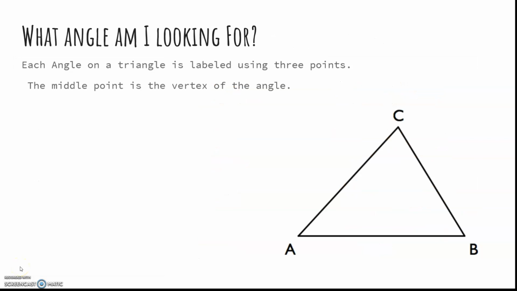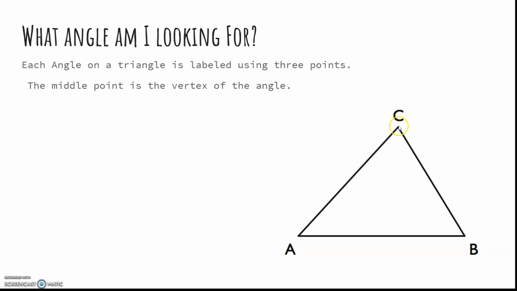So in your homework and on the SATs, you will be asked to identify these angles based on their size. But when they tell you where to look for these triangles, you might get a little confused. I know that I do sometimes. So each angle in a triangle is labeled using 3 different points. And the middle point that they give you is always the vertex of that angle.